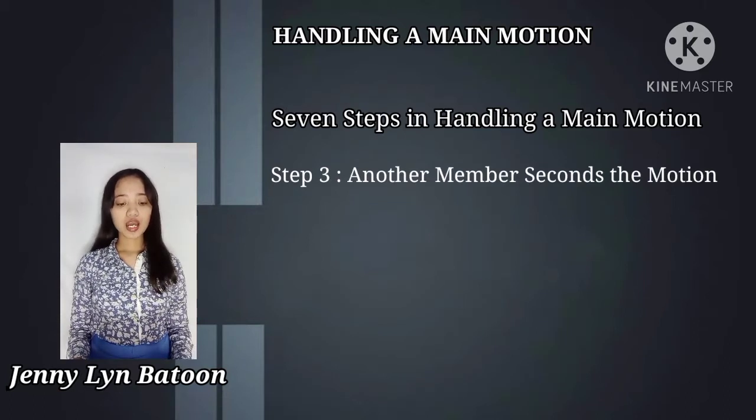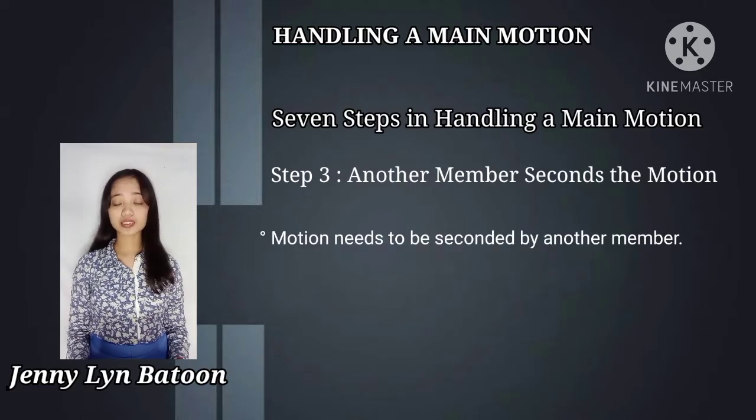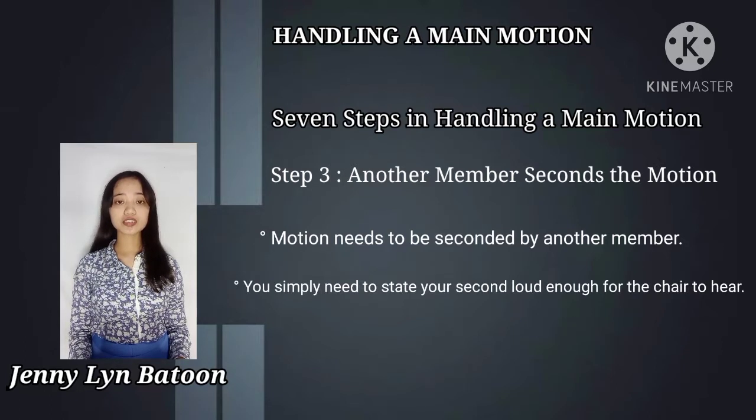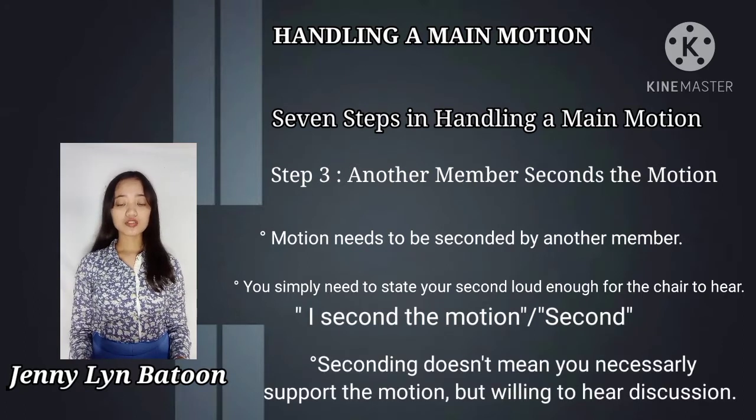So, step 3. Another member seconds the motion. After the motion is made, it needs to be seconded by another member. Why? To make sure that time is not wasted talking about something that only one person wants to do. To second a motion, you do not need to be recognized by the chair. You simply need to state your second loud enough for the chair to hear. I second the motion, or simply say second. Seconding does not mean you necessarily support the motion, but are willing to hear discussion.